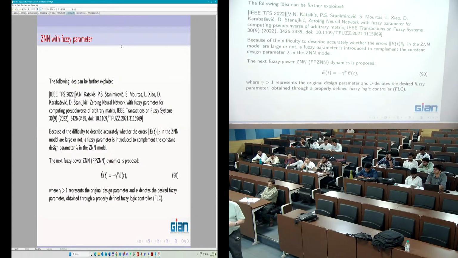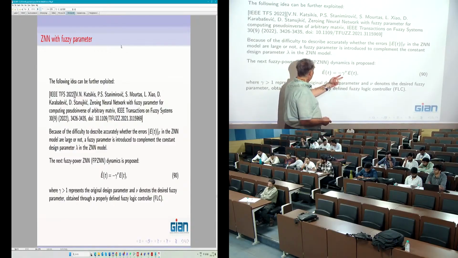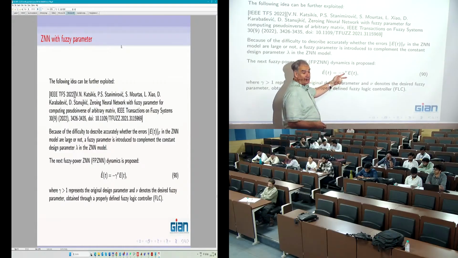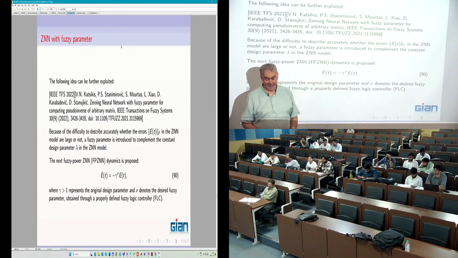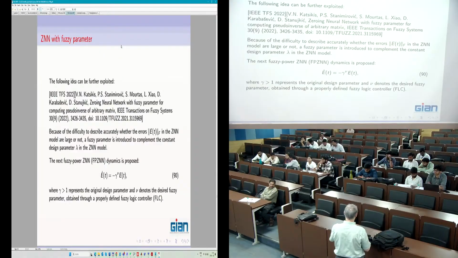The main idea here was to modify the ZNN dynamics using an exponent on the gain parameter gamma. What is new in the ZNN design here is one fuzzy parameter. This fuzzy parameter can be defined using some time-varying expressions, of course.